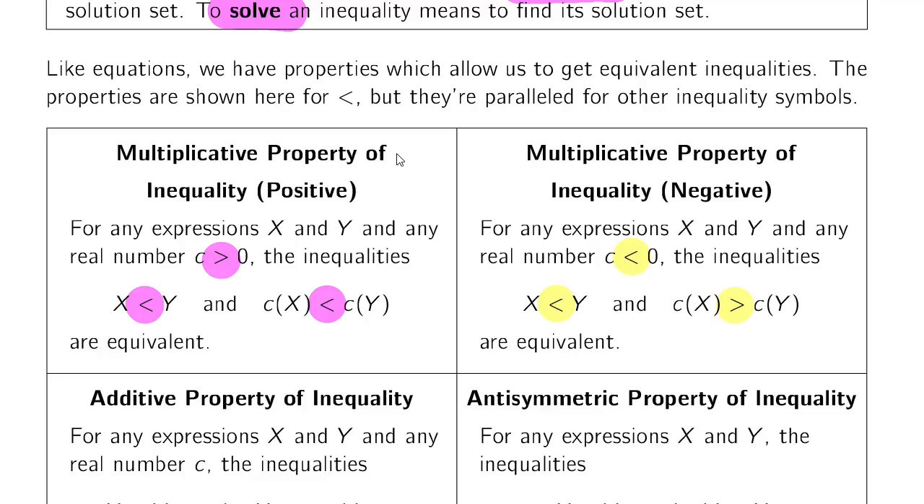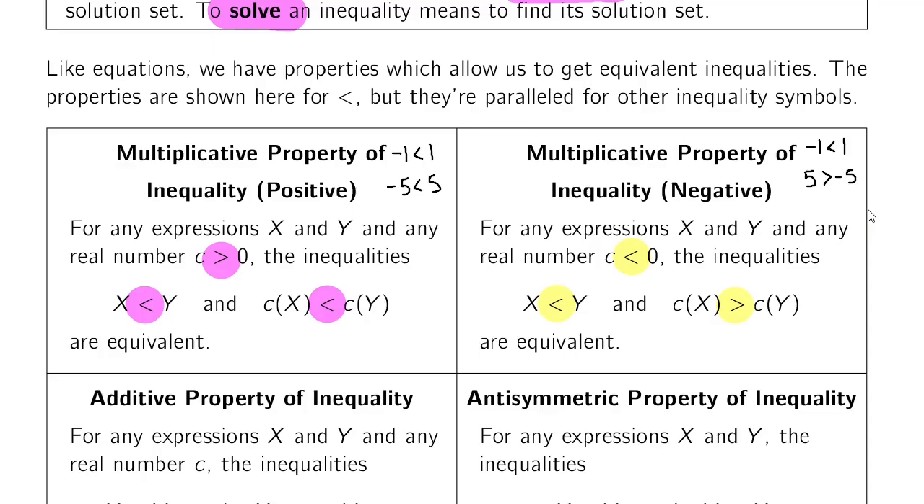Think, -1 is less than 1, right? Because anything negative is less than anything positive. Multiply by 5, and we have -5 is less than 5. But -1 is less than 1. Multiply by -5, +5 is greater than -5. So when we multiply by something negative, that reverses the order.